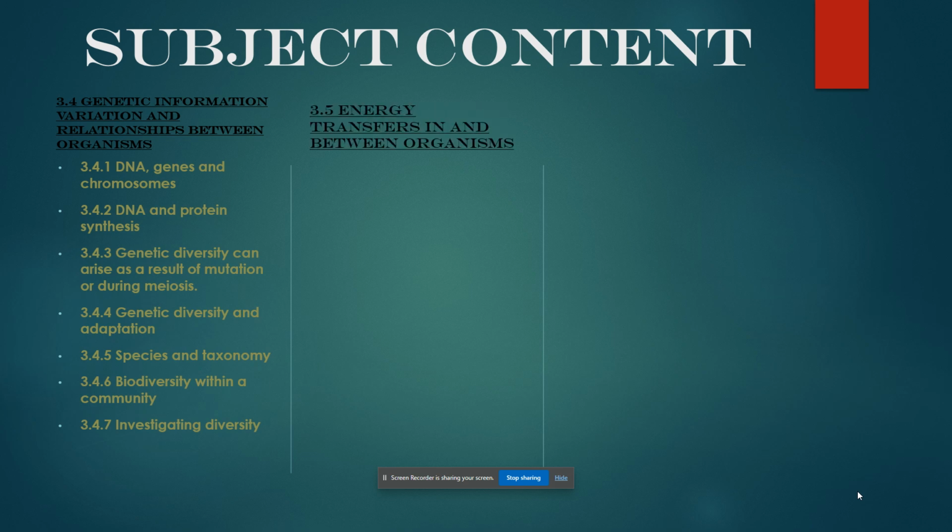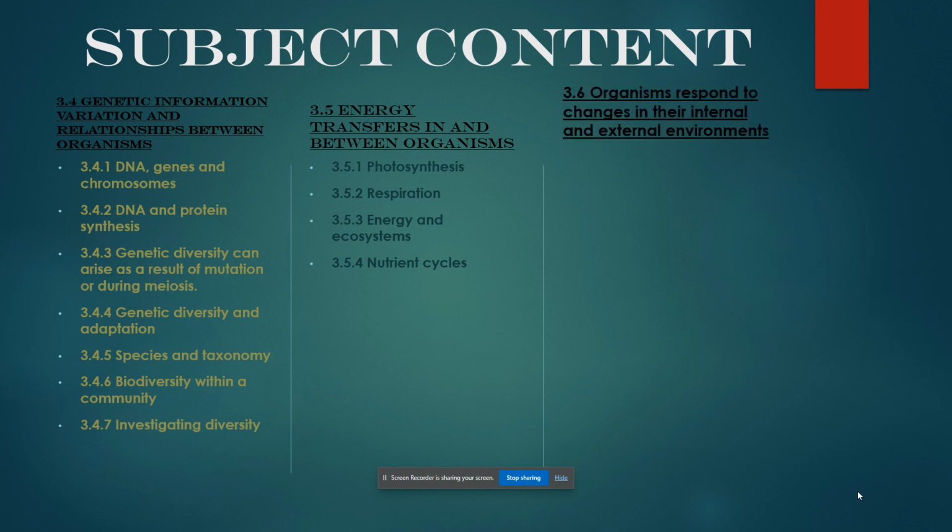Module 3.5 Energy transfers in and between organisms. Element 3.5.1 Photosynthesis. 3.5.2 Respiration. 3.5.3 Energy and ecosystems. 3.5.4 Nutrient cycles. Module 3.6 Organisms respond to changes in their internal and external environments.